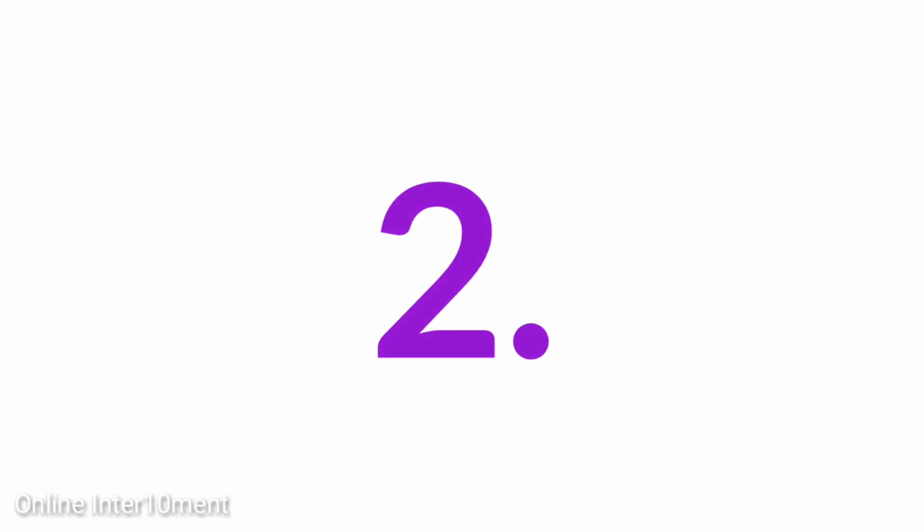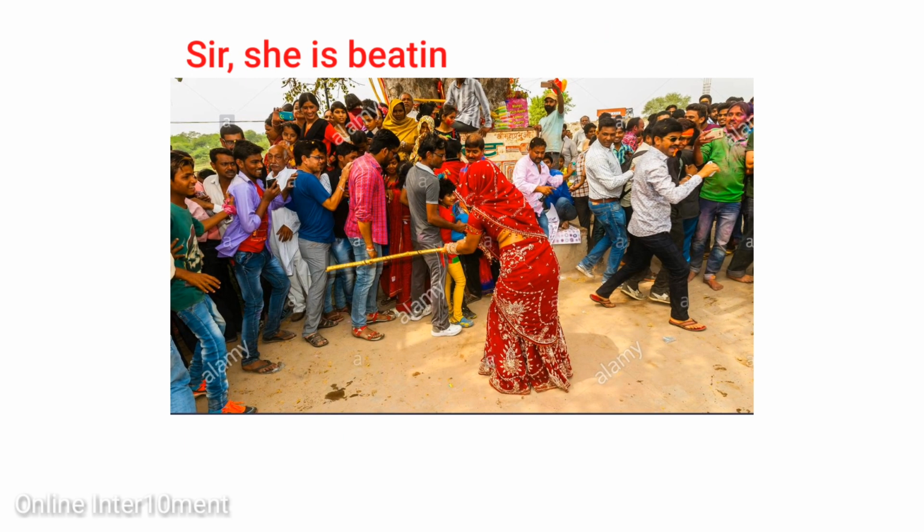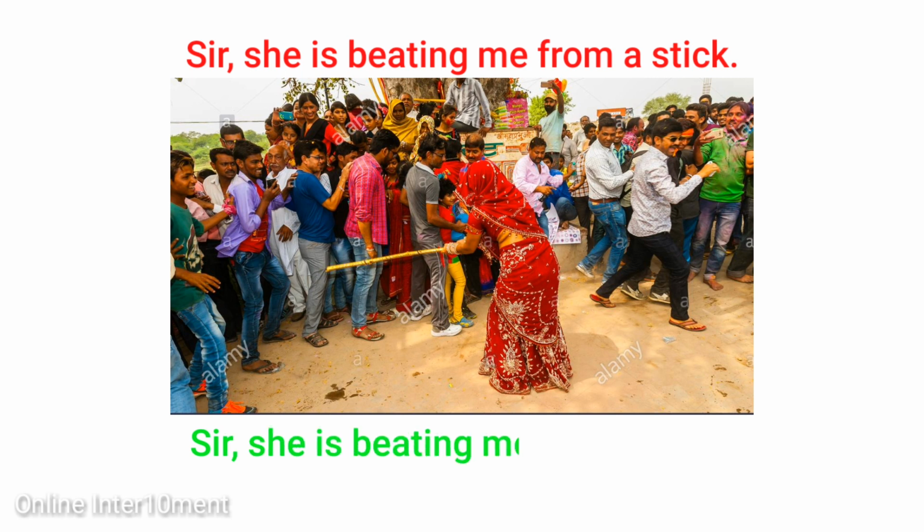Number 2. We have often heard such kind of complaints by the students, like, "Sir, she is beating me from a stick." Yes, can you guess the mistake there? The correct structure is, "Sir, she is beating me with a stick." We use the preposition with in case of this sentence.